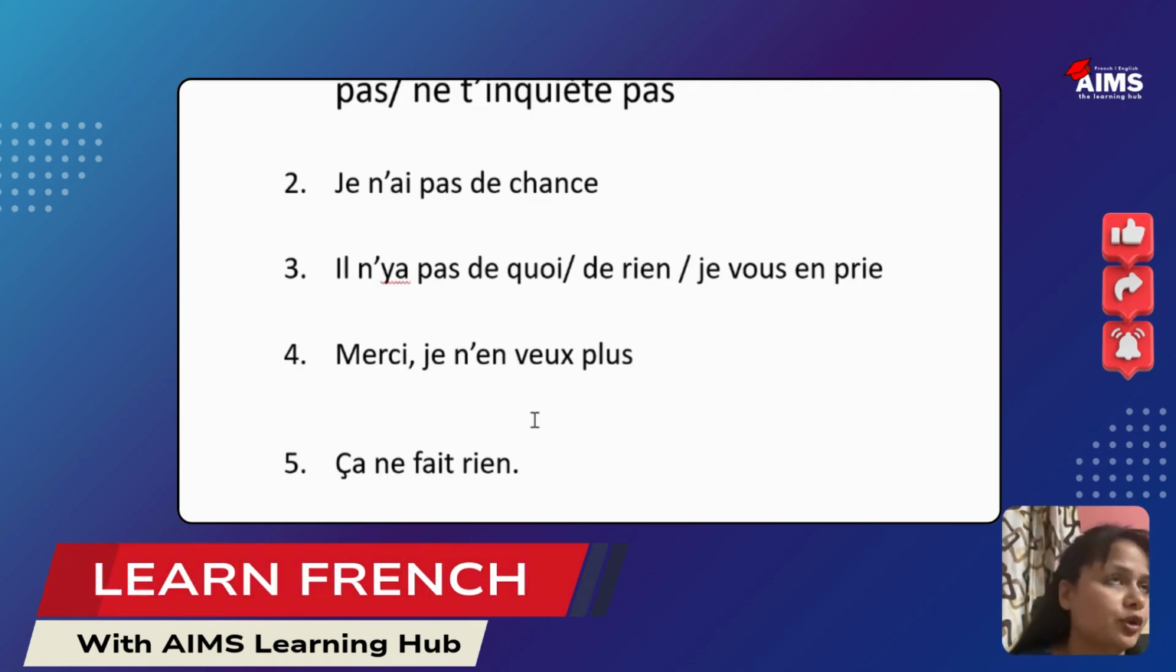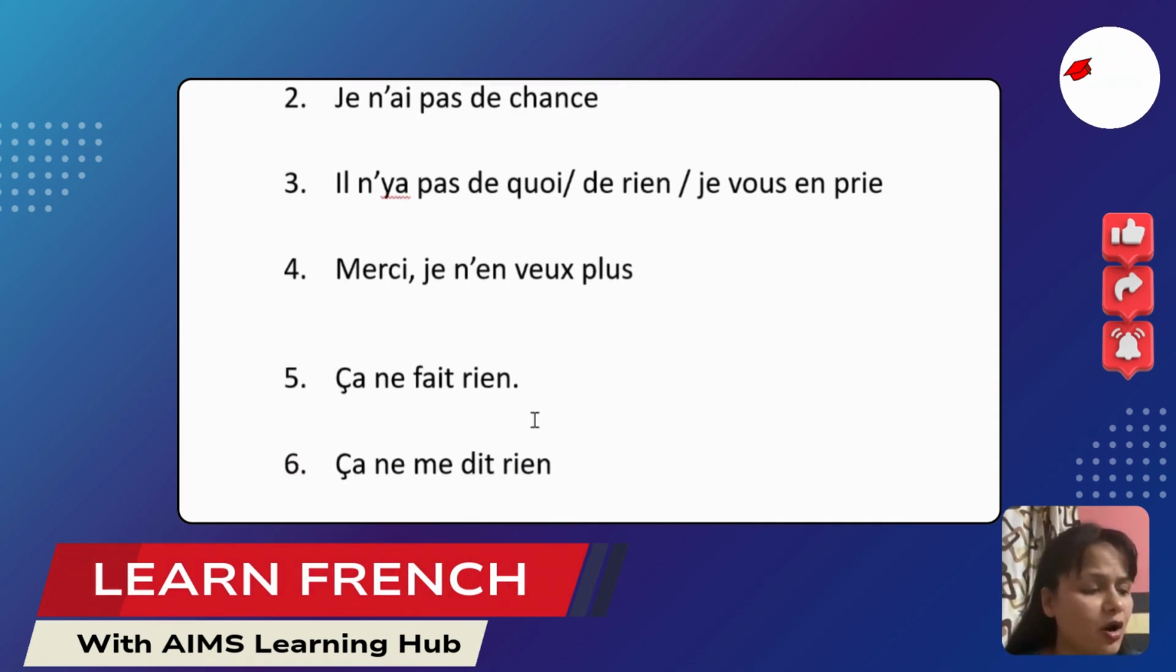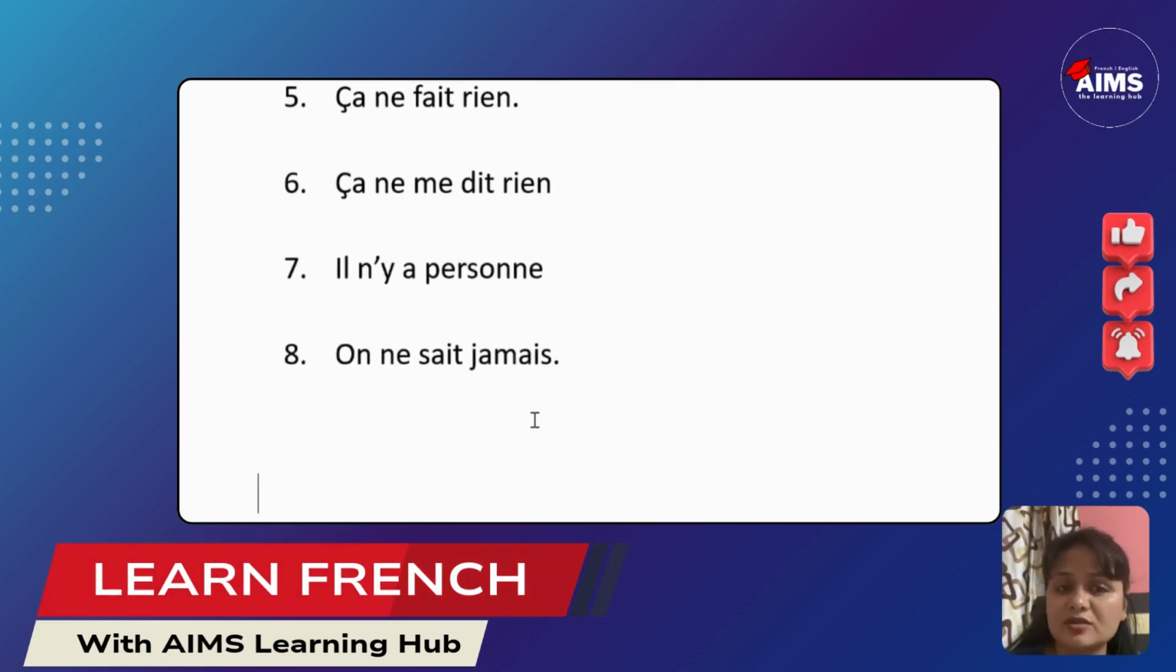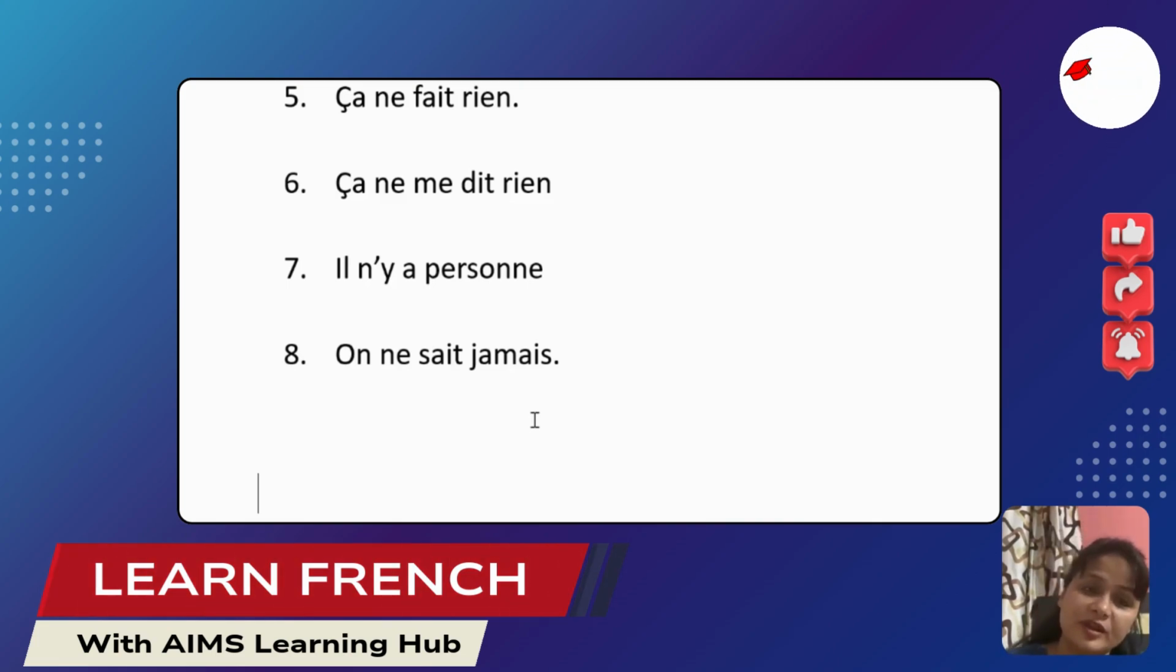Je n'en veux plus, you use for no, I don't want it anymore. Okay, ça ne fait rien, it hardly matters, it doesn't matter. Ça ne me dit rien, we use when I'm saying it doesn't appeal to me. Il n'y a personne, we will say that there is no one. On ne sait jamais, we use for you never know. Okay, so these are the expressions. Learn them, memorize them, and use them in your spoken French. Very, very useful.